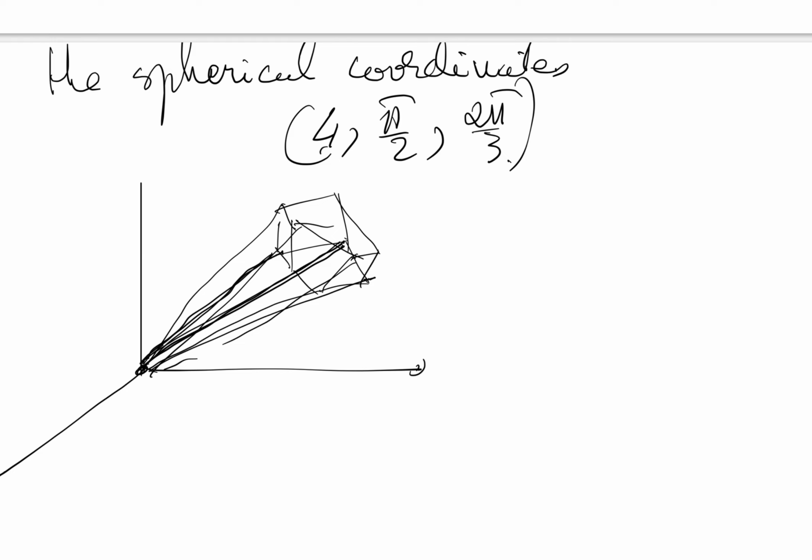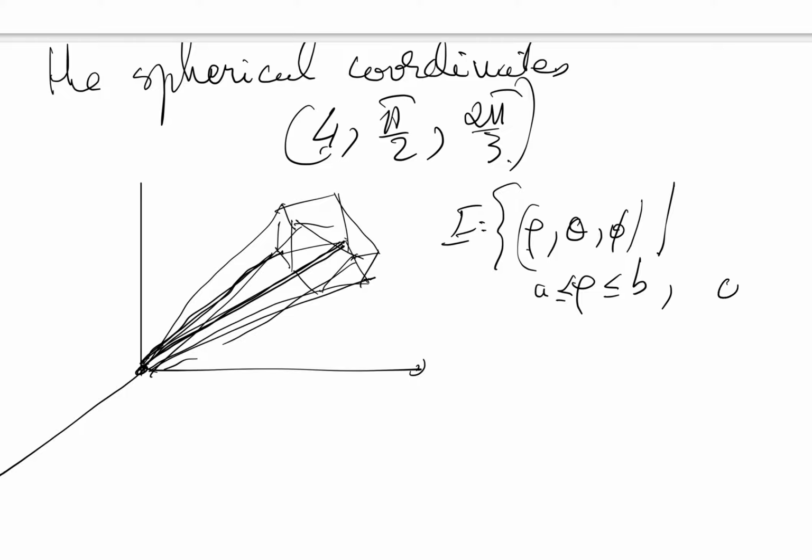I'm not good at graphs, but know that if they ask you to find the volume on the region E in the space of rho, theta, and phi, such that rho is between A and B, and theta is between alpha and beta, and phi is between C and D, for example, just for example.